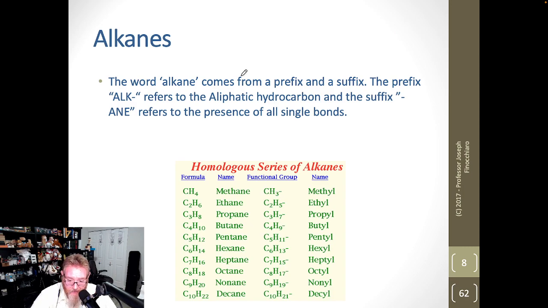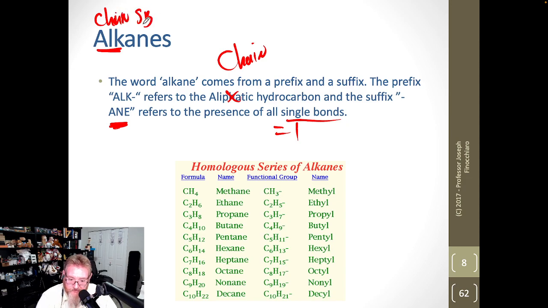The prefix ALK refers to chain. And the suffix ANE equals single bonds. Literally means chain of single bonds. Boom, that's it. The name tells you what it is.